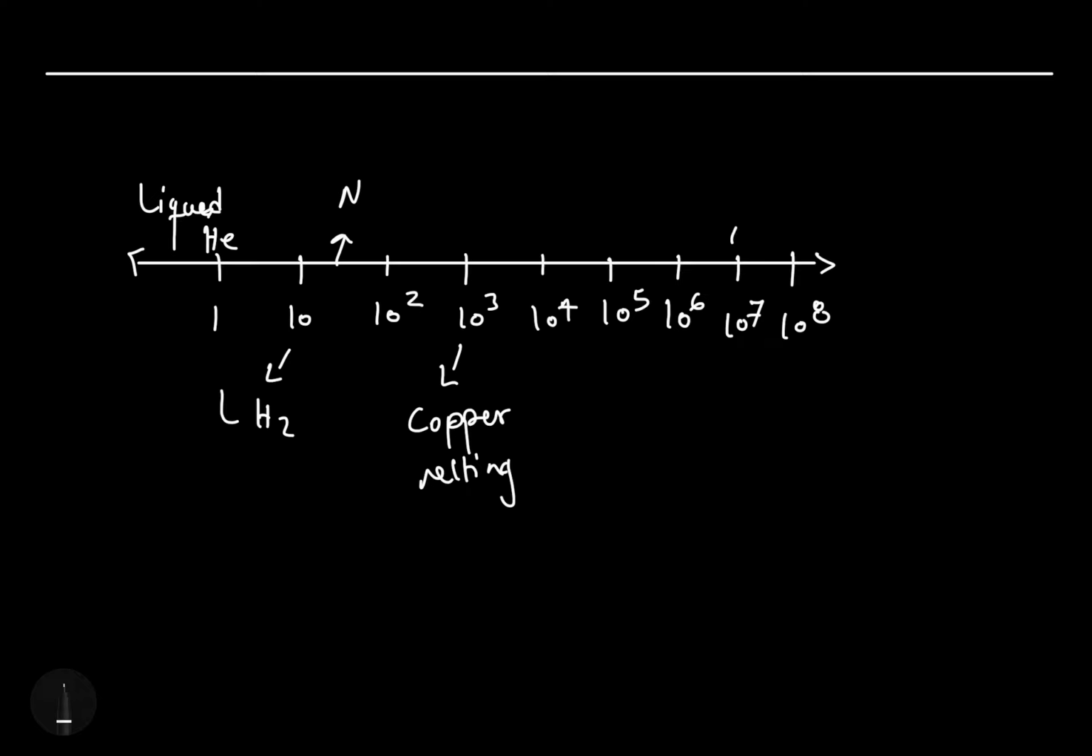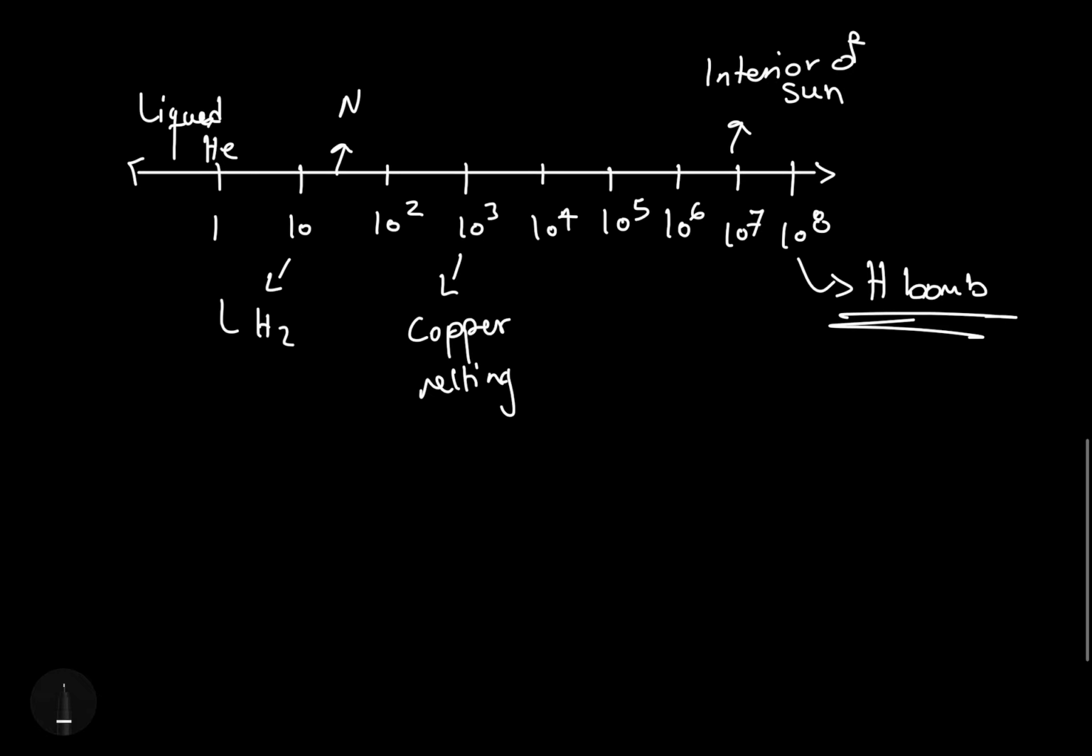So 10 to the power of 7 is, for example, the temperature of the interior of the sun. So you can imagine that to be quite a high temperature. And then the temperature for a hydrogen bomb, an H bomb, is roughly about 10 to the power of 8 kelvins. So you can imagine 10 to the power of 8 to be an extremely hot temperature.